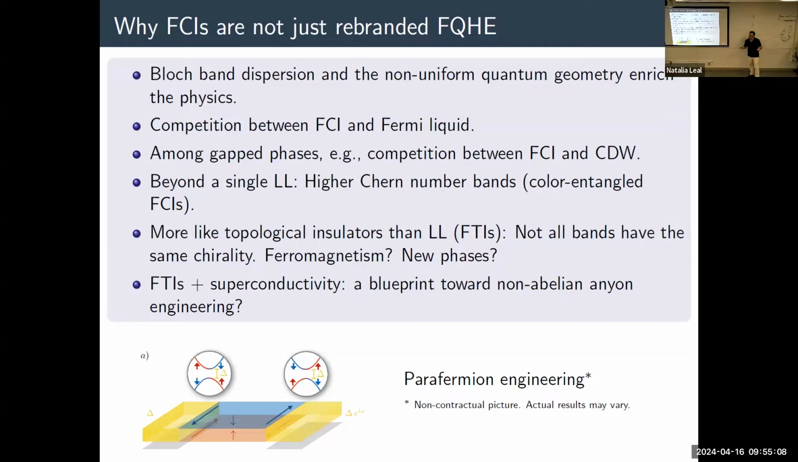But even among the gapped phases, you have different types of phases that can also appear in the system, like a charge density wave. There is also a cool point compared to a Landau level: you can find systems with a higher Chern number. Then the physics is slightly different from the fractional quantum Hall effect.